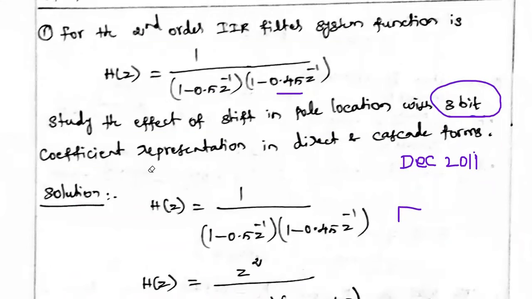So finally, we studied the effect. The question is: study the effect of shift in pole location with 3-bit coefficient representation in direct and cascade form. If you realize the same system in direct form, there is a major shift in pole location. But if we realize the system in cascade form, the shift in pole location is not that much deviation when compared to direct form. So we concluded. This question is one of the Anna University questions, December 2011, 16 mark question.